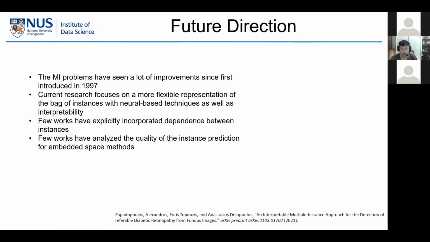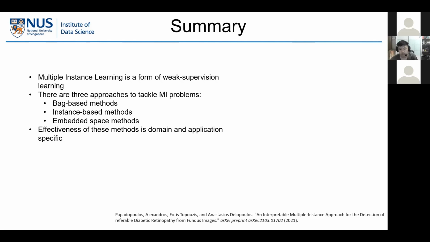And yeah, I hope this workshop at least makes you aware of the presence of this particular technique and framework to solve a machine learning problem, and hopefully increases the number of tools in your arsenal to solve whatever problem you might encounter. So maybe to summarize, again, multiple instance learning is a form of weak supervision learning in which we are given bags of instances, but we are only given labels on the bags, while we have a lot of instances inside the bags that might or might not have the same labels as the bags. There are generally three approaches to tackle these problems: bag-based methods, instance-based methods, and embedded space methods. And of course, as we have seen, the effectiveness of each of these approaches is domain and application specific.